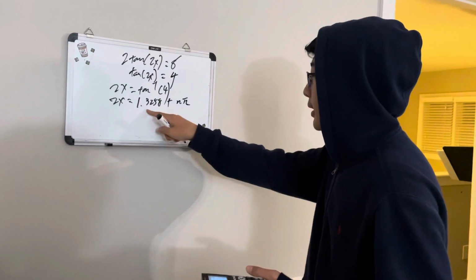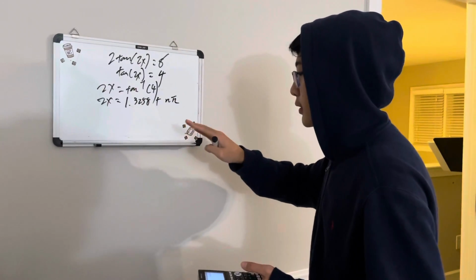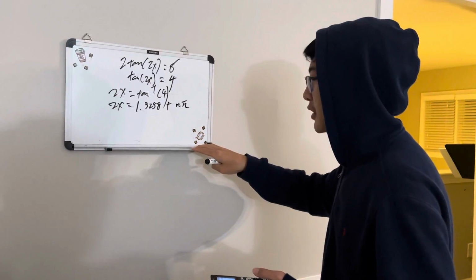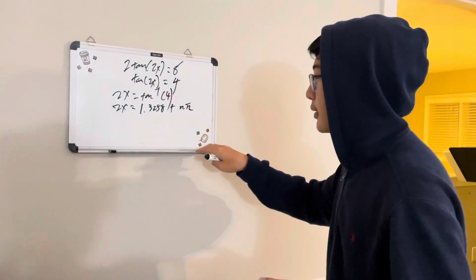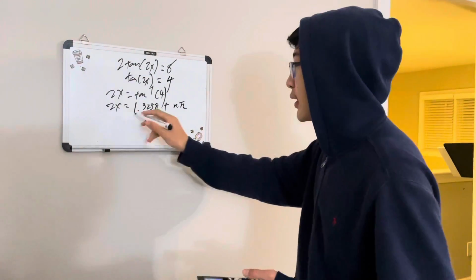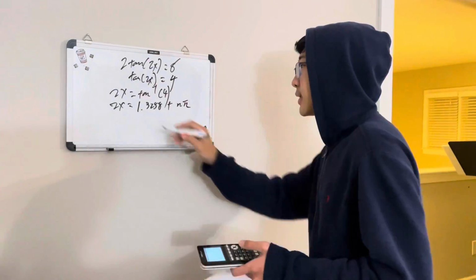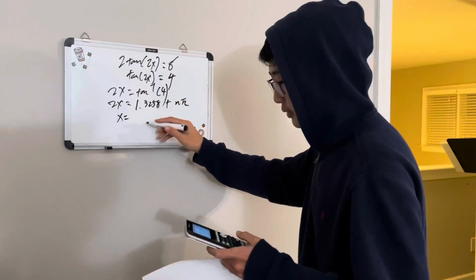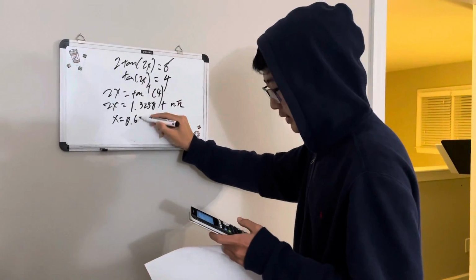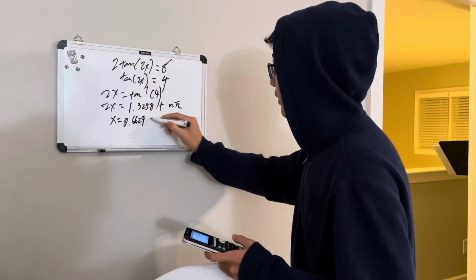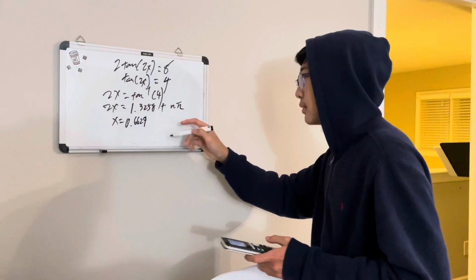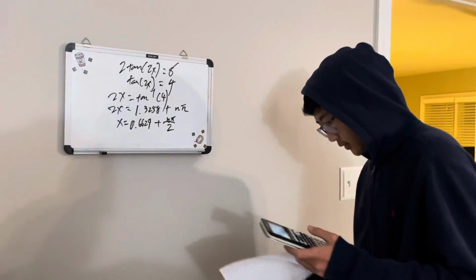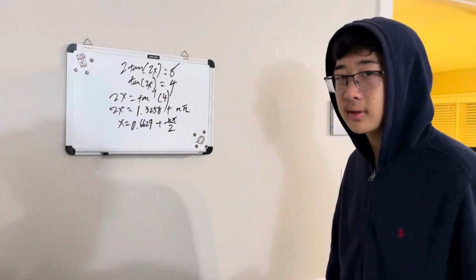I kept four digits after the decimal and rounded. So let's divide by 2 because we have 2x and we only want x. We divide this part by 2, and the constant is 0.6629. And don't forget, we need to divide that part by 2 too. So n pi over 2. That's our final answer for number 6.